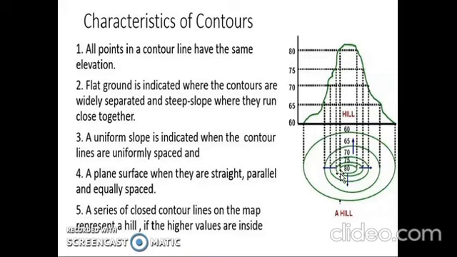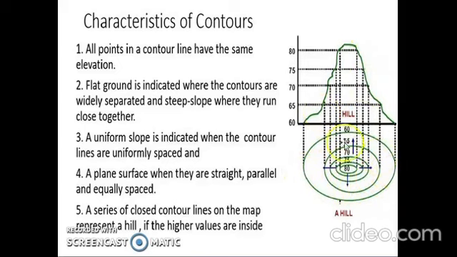A series of closed contour lines on a map represent a hill if the higher values are inside. So if you see here, it's a closed contour line map. There is a contour line of 60, then 65, 70, 75 and 80. As you go inside, the elevation increases. The higher values are inside. This indicates that it's a hill. So you project in such a way that it forms a hill.